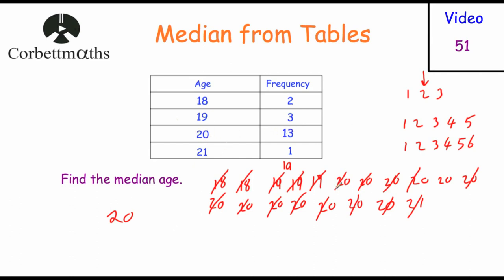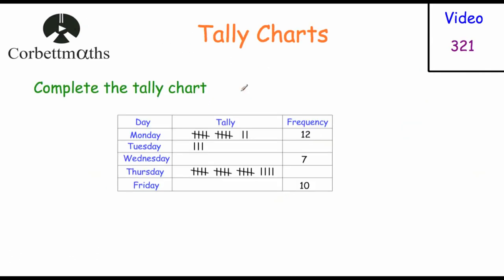So you can choose which way you want to do it. You could list out all the ages. Or if you have values, such as 18, 19, 20, 21, and so on, you could take the frequency, add 1, and divide by 2. That'll tell you the position of the median, and then you could find it. It's up to you which approach you use. Okay, let's have a look at our next topic.